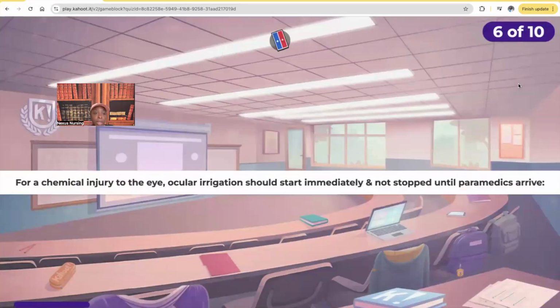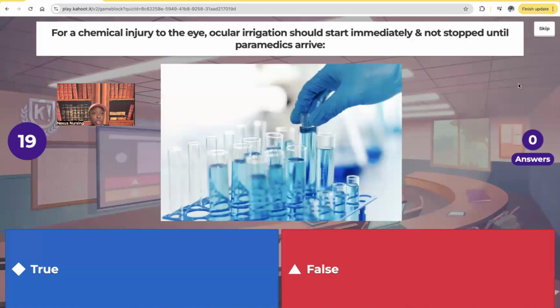True or false? For chemical injury to the eye, ocular irrigation should start immediately and not be stopped until paramedics arrive. Is this true or is this false?